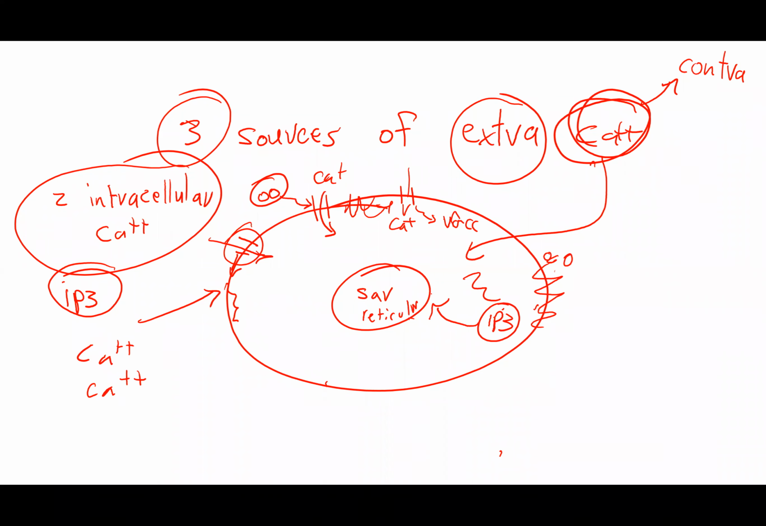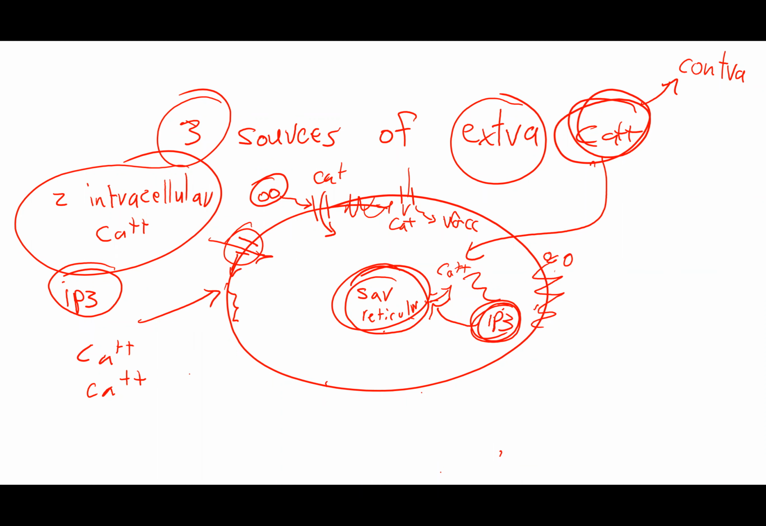There we go. It binds to a channel over here. It opens up this channel, and this causes calcium to exit the sarcoplasmic reticulum. So this is one of the sources of calcium from the inside of the cell. Remember this sarcoplasmic reticulum, if you remember, is very important for skeletal muscle contraction, but it's also involved in smooth muscle contraction.